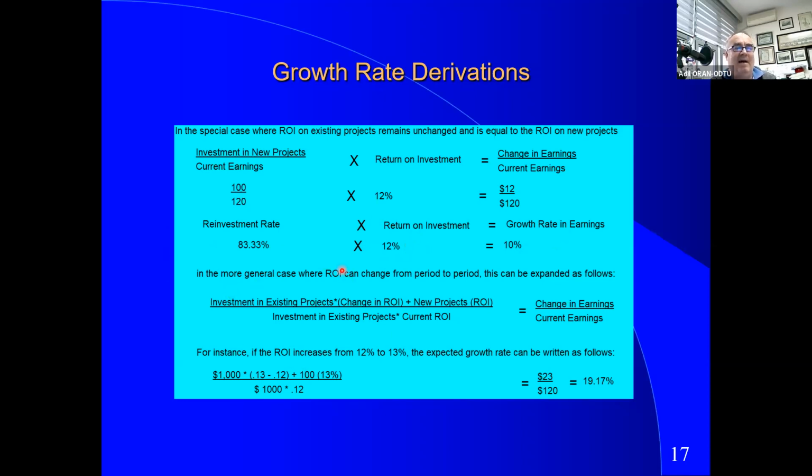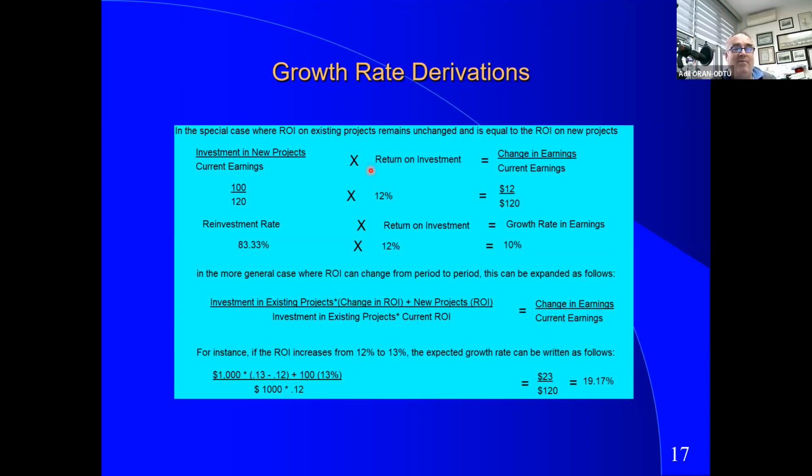But be careful, anytime the ROI is changing, you also have an extra term which goes into the equation. In that case, you have investment in existing projects multiplied by the change in ROI. So this is the addition, the change in earnings caused by old projects improving. These are the new projects with their new ROI. And then you divide them by investment in existing projects times the current ROI to give you the growth rate, change in earnings over current earnings.